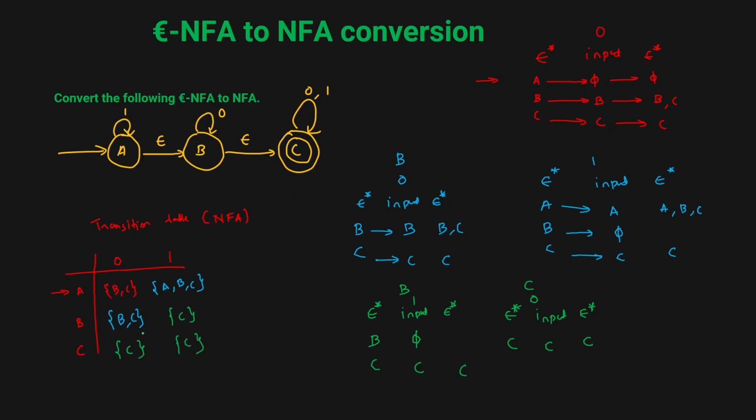Okay, so this is how we convert an E-NFA to its equivalent NFA. So this is the transition for NFA. Now you can just draw the transition table from this. You can draw the transition diagram from this transition table. I hope you got this concept.